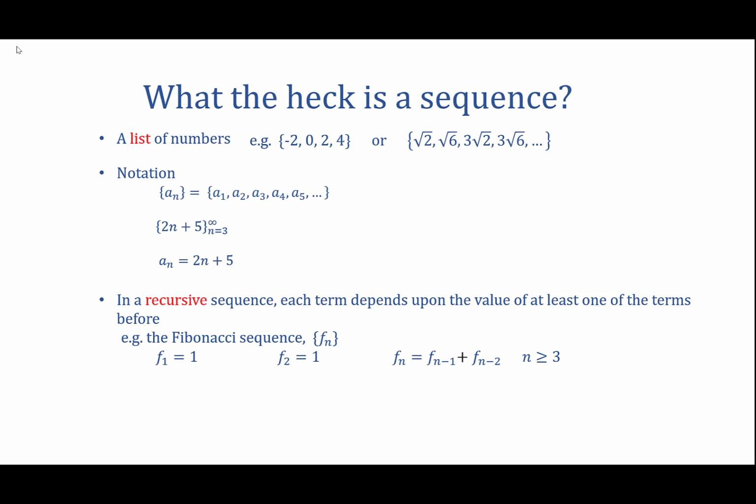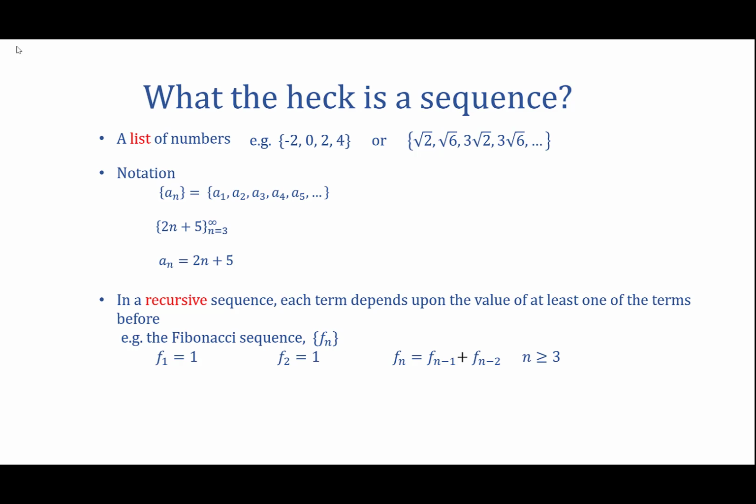You could also give the formula for the nth term of a sequence. A recursive sequence always depends on at least one of the values that came before. So you have to calculate all the values that came before. For instance, if you want to figure out what the 10th term in a particular sequence is, you've got to calculate the first 9 first.